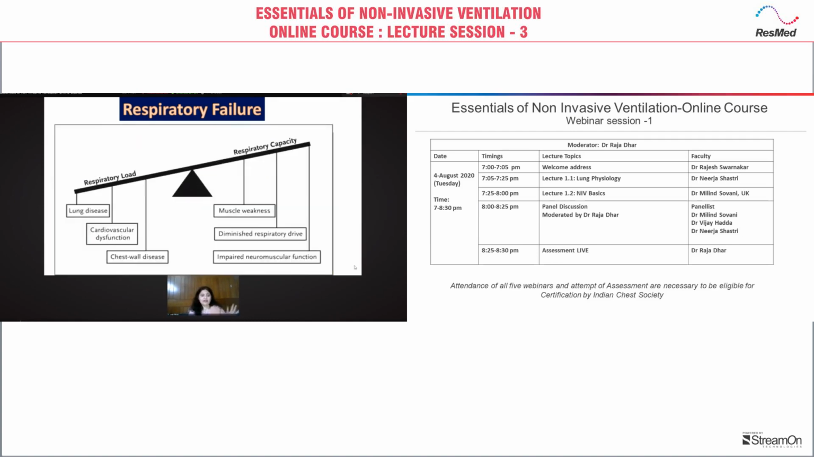Ultimately, whether it is the lung or the pump which is causing the respiratory failure, the brunt is borne by the muscles. So it is not that if there's a lung failure, pump failure is not there, or if there's hypoxia, hypercapnia cannot be there. They are interrelated.